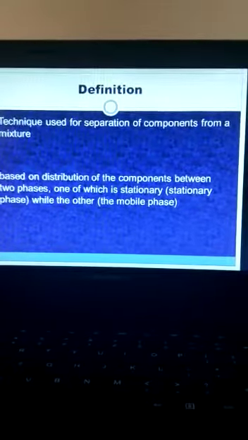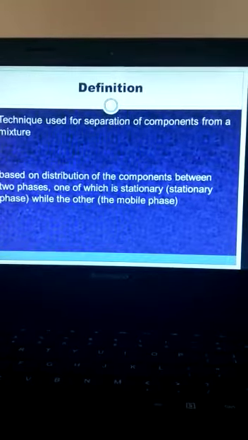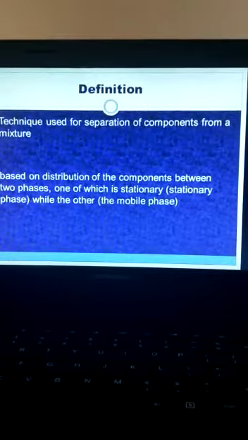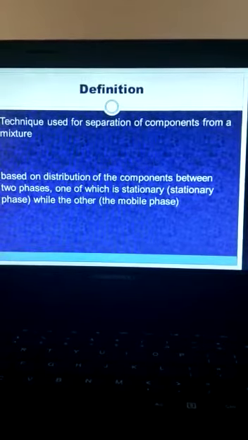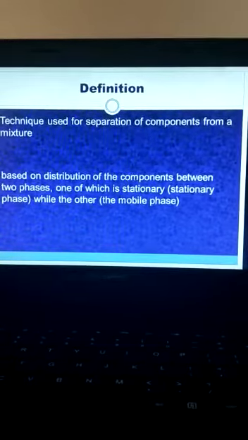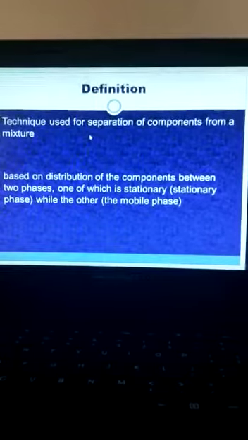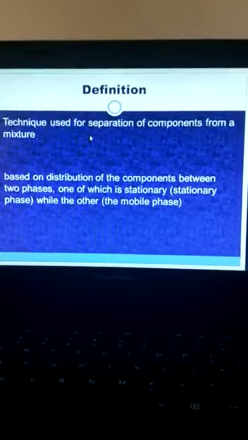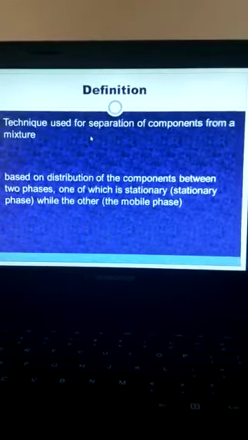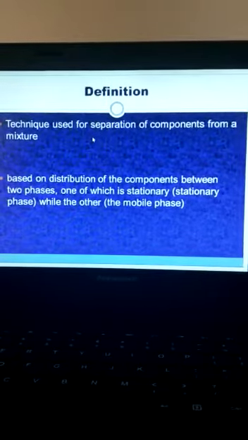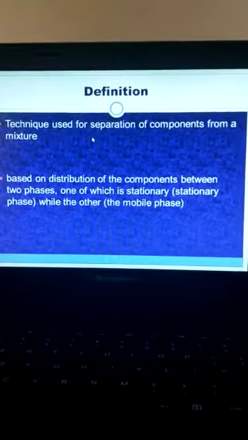Now, since we saw different terms used, we will look at the definition. The definition of chromatography is: it is a technique used for separation of components from a mixture based on distribution of components between two phases, one of which is the stationary phase while the other is the mobile phase.